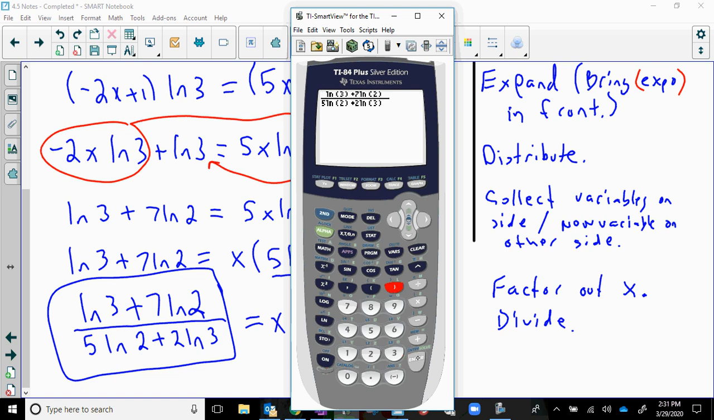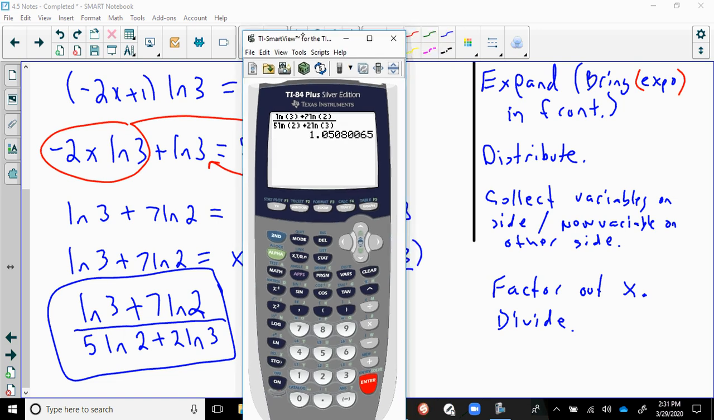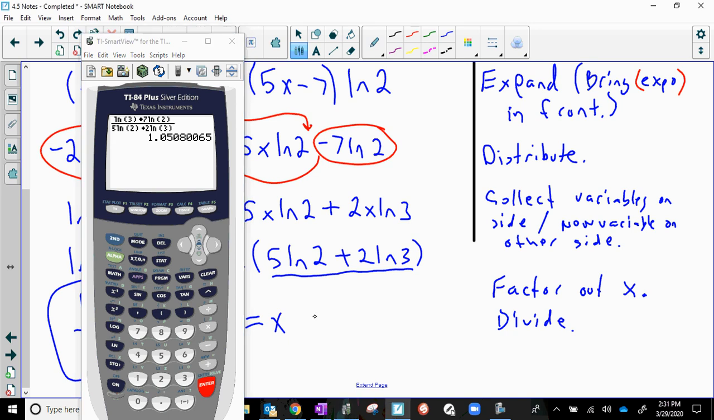If you don't like the natural log, you could always use common log instead. Just use the same logarithm. This is 1.0508. Depends on how many decimal places you're told to go right to. Often we'll ask for at least 3 decimal places.